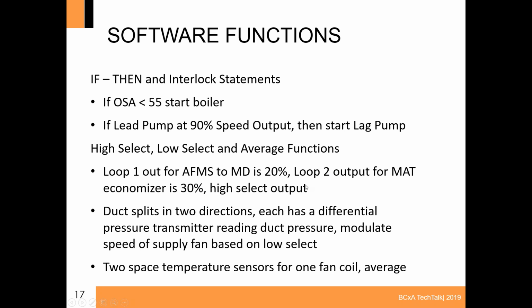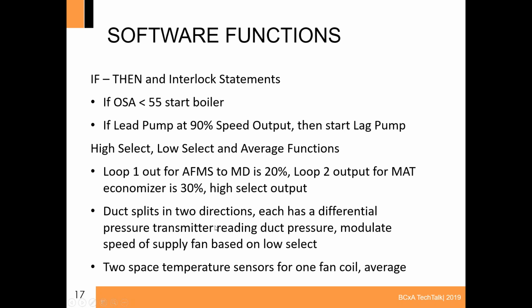So you can have both loops running, and you can use a high select function. Whichever loop wants the outside air dampers to be open more, you pass that output through to the dampers. Okay, that'd be a high select function. You can have a low select function where you have ductwork coming out of an air handler that splits and goes in two directions.